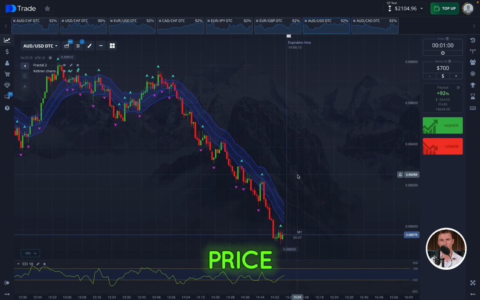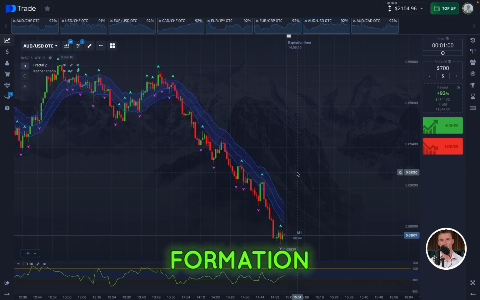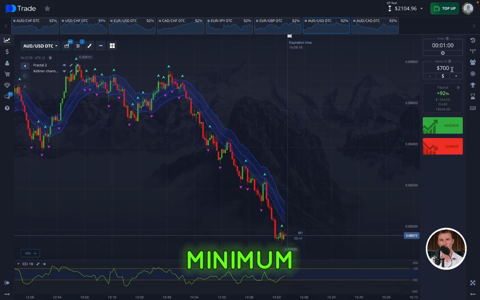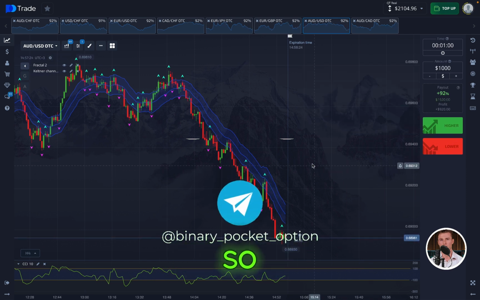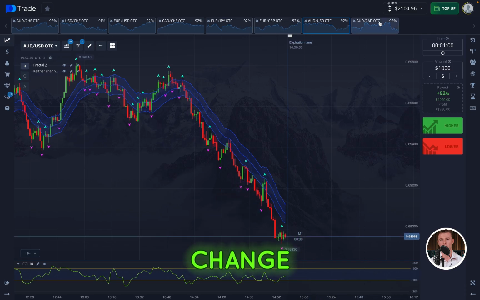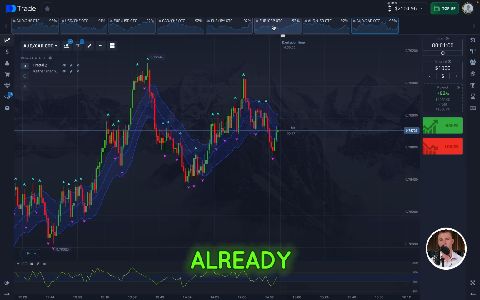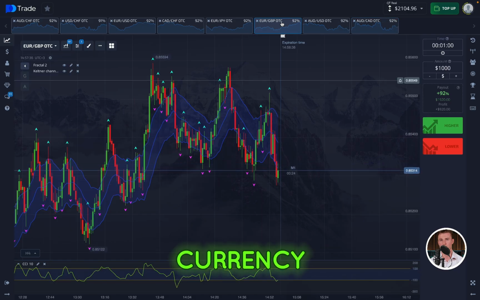Great, we caught the price rollback on time, so we have a formation. There is a new local minimum. In general, everything is happening as I expected, so we are already in the black by 1,000. Let's change the amount and already put 1,000 and select the next currency pair.